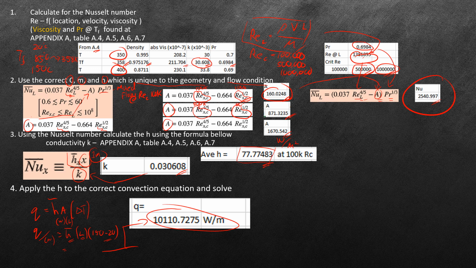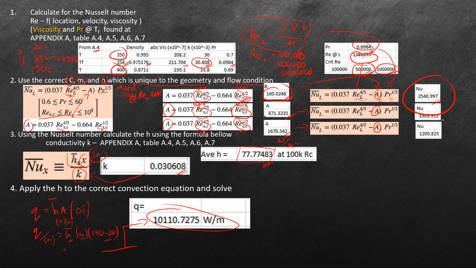Also here we substitute 500,000. Here we substitute 1 million, and here we substitute 1 million also. This will give us these different values. Now again, these different values will be plugged in to our Nusselt number equation here and here. These will give us two different Nusselt numbers, 1909 and 1200.